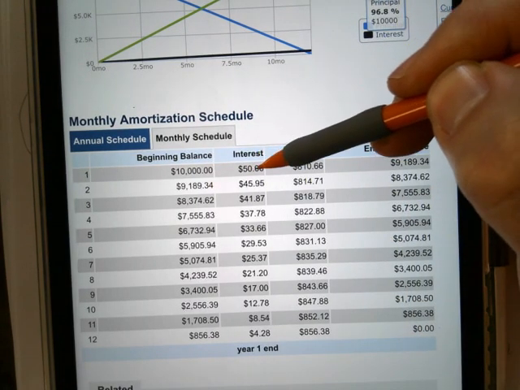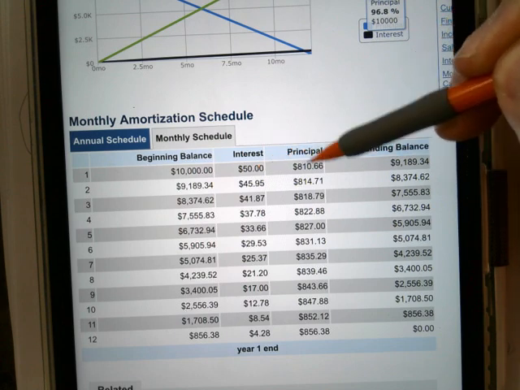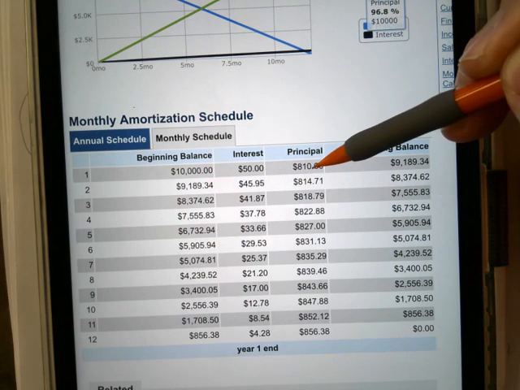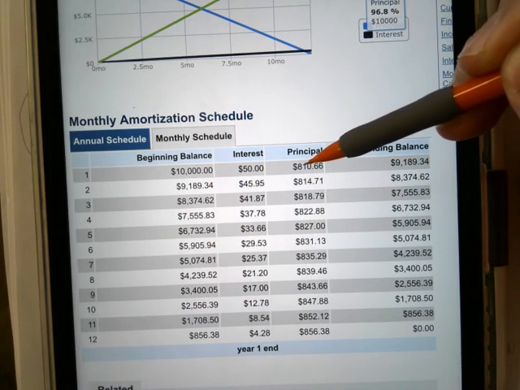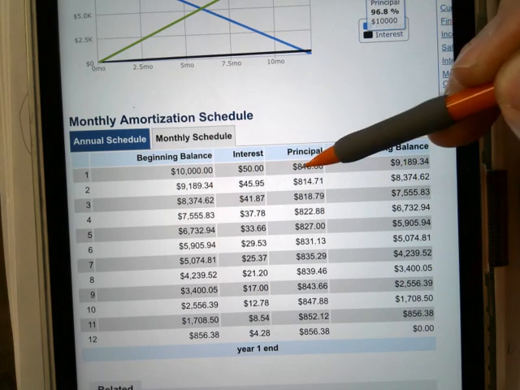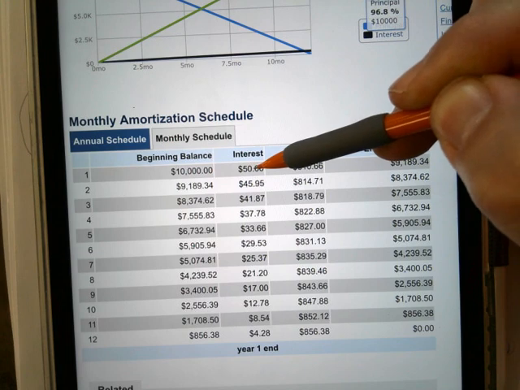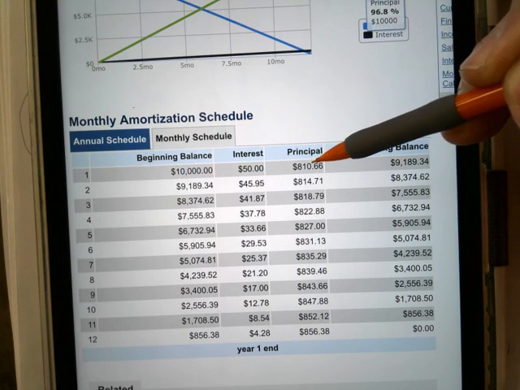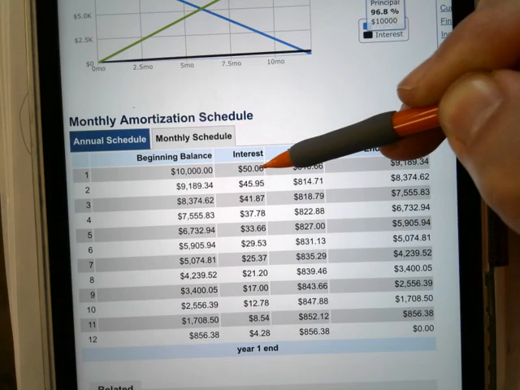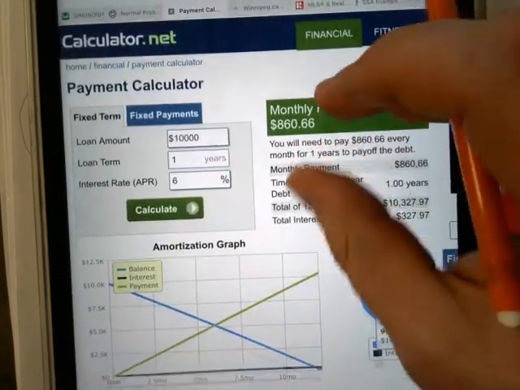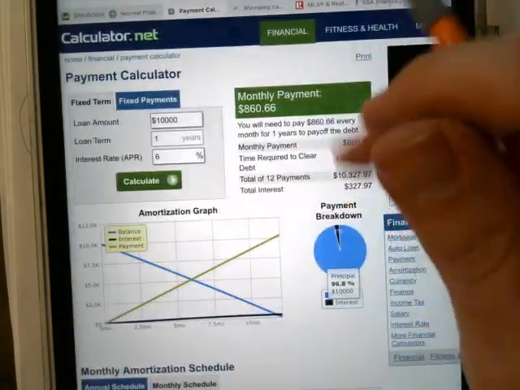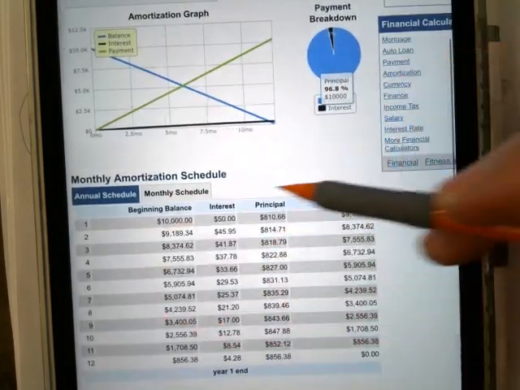The interest is $50 and the principal is $810.66. Can you do some mental math there? What does 50 and 810.66 add up to? Do some mental math. 860.66, isn't it? It adds up to your payment, which is that, right? So no news there. We're going to actually do these calculations.